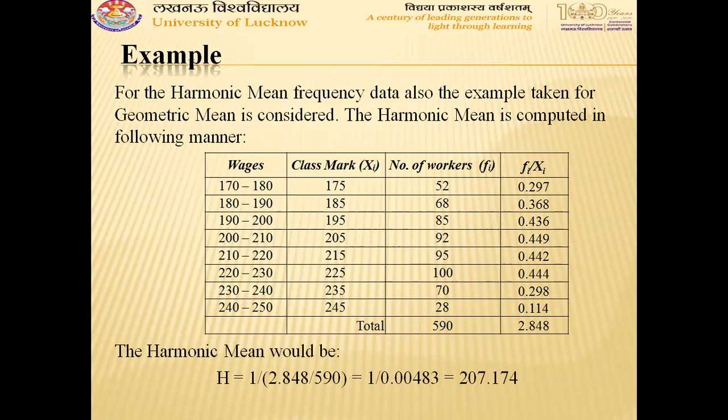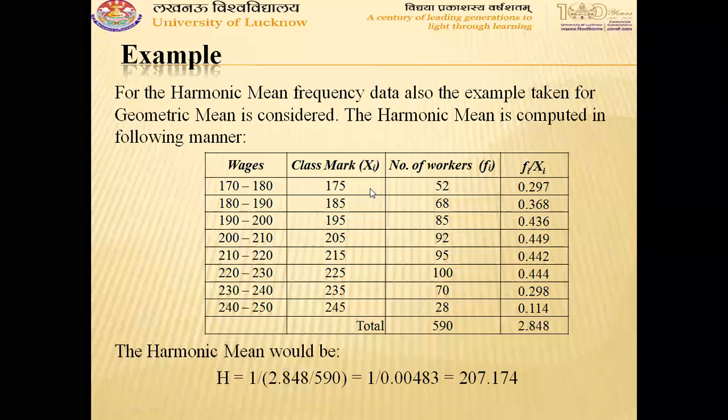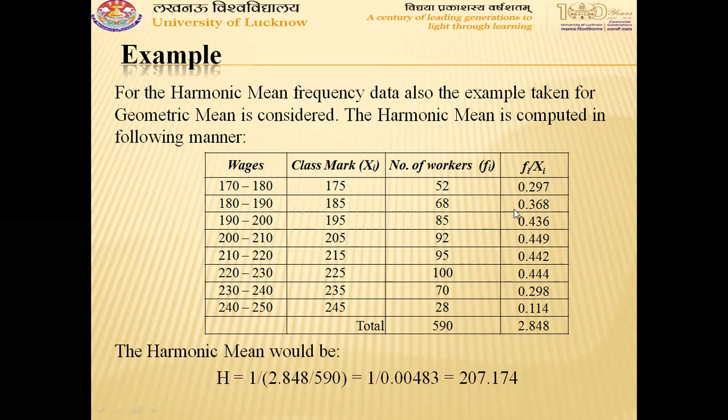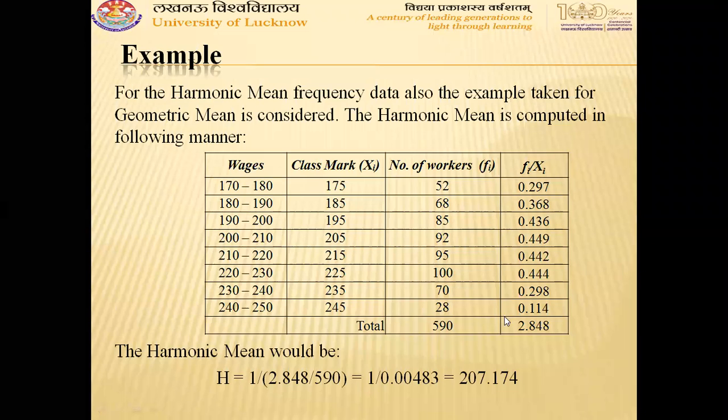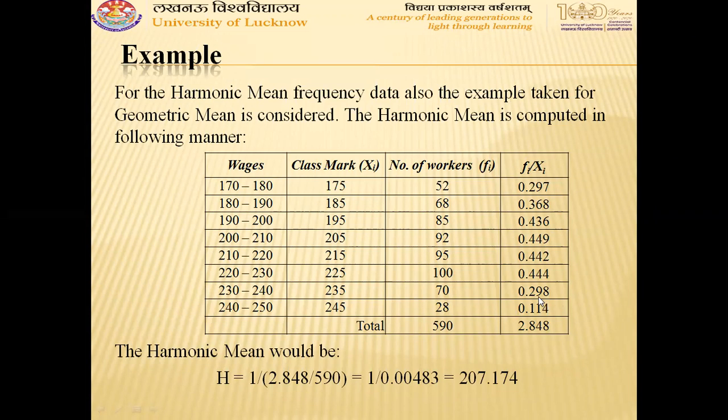Similarly, for calculating harmonic mean for the class interval, first calculate the class mark by using the formula upper limit plus lower limit divided by 2, whereas intervals must be of exclusive type. Then fi upon xi, that is, number of workers divided by class mark. That is, the first value will become 52 upon 175, the second value will become 68 upon 185, and so on. The last value will be 28 upon 245.